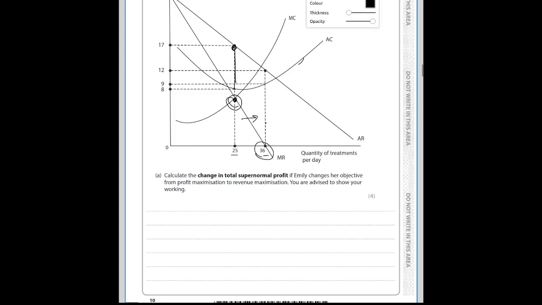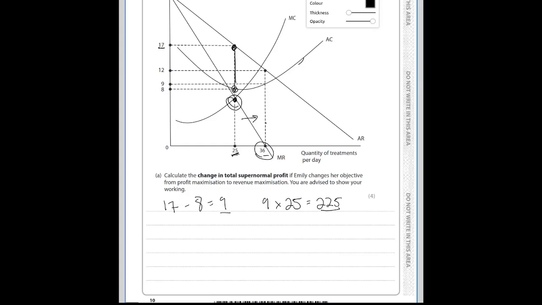So she is charging at her profit max point £17. It looks like her average costs down here are 8. That means she's making a per unit profit of £9. We're going to do then 9 times, looks like she's selling 25. And that's going to give me a profit of 225. I can do this pretty easily because 10 times 25 would be 250, and then I just subtract 25.